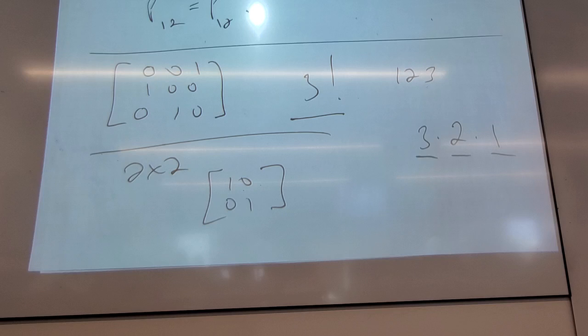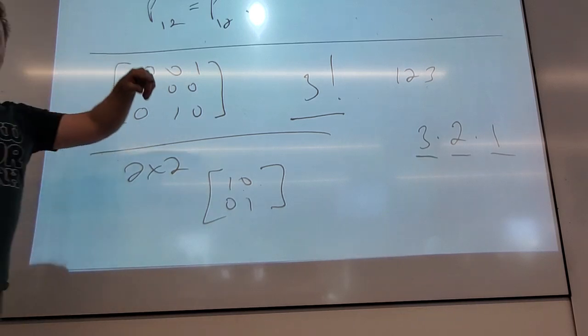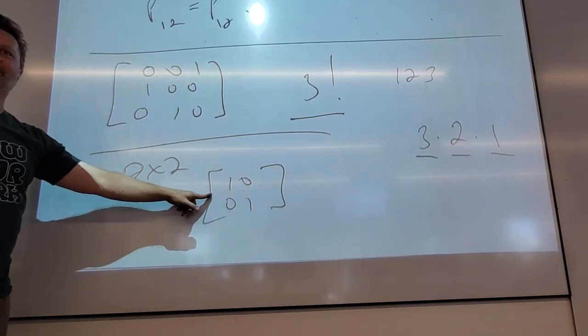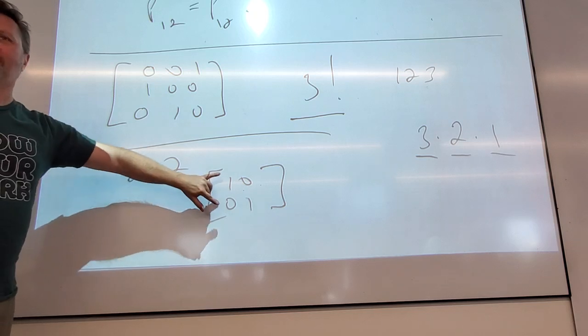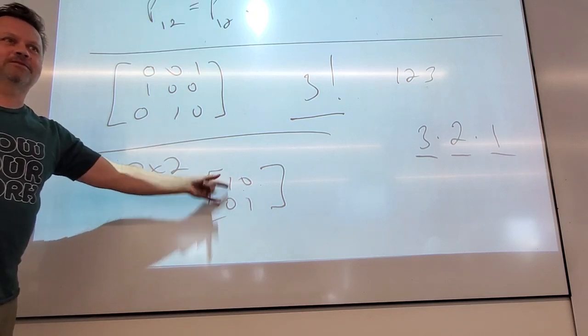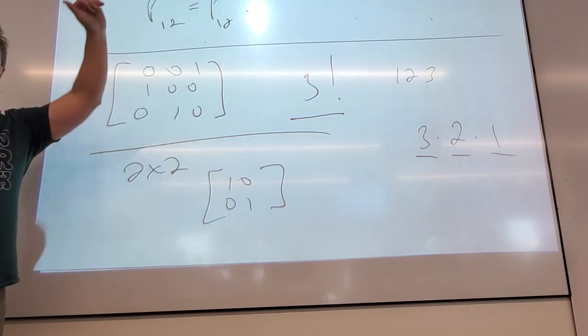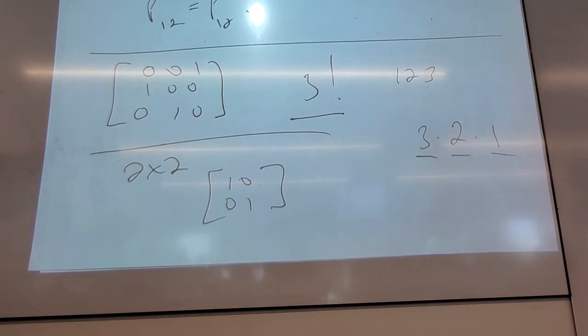You do it 2 ways. What's 2 factorial? 2. Here's one, the leave it alone option, and then the other option is to swap. So there's only 2 ways to reorder, to permute, a 2 by 2. Okay, I like it.